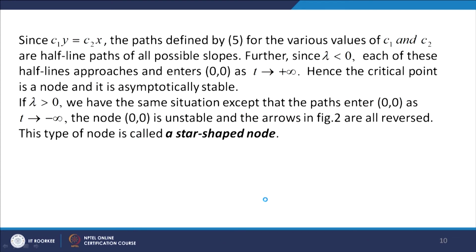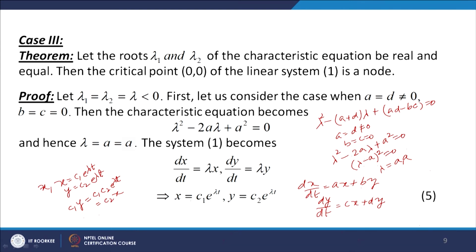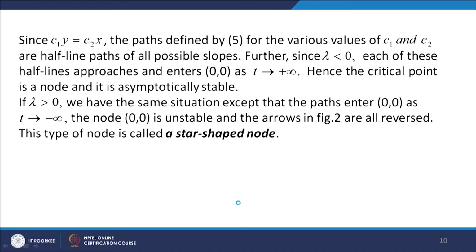For the various values of c1, c2, these are half line paths of all possible slopes. You can see the slope will be, if you take any point x, y on the path, then the slope of the line joining the point x, y to the origin will be y over x, which is equal to c2 by c1. So when c1, c2 are arbitrary, we will get half line paths of all possible slopes.